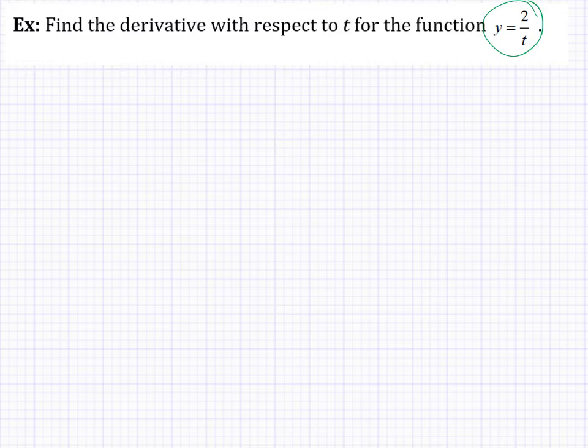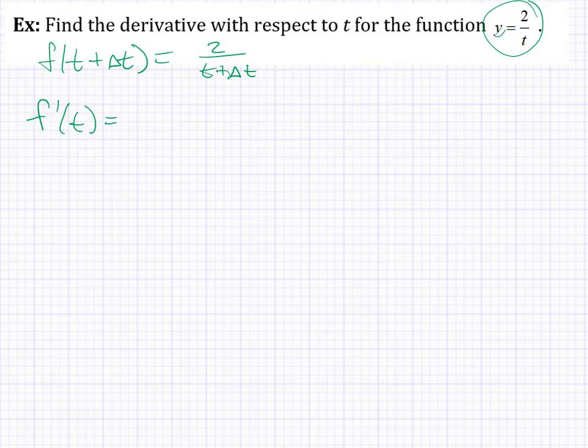Well, what we need is f of t plus delta t, since we have the variable t here. If you want to switch it to x's because it makes you feel better, we can do that too. Anyway, this would be 2 over t plus delta t. To find the derivative of this function, you can always write f of t equals. We're going to look at the limit as delta t goes to 0 of f of t plus delta t, which is 2 over t plus delta t, minus f of t, which is 2 over t, all over delta t.